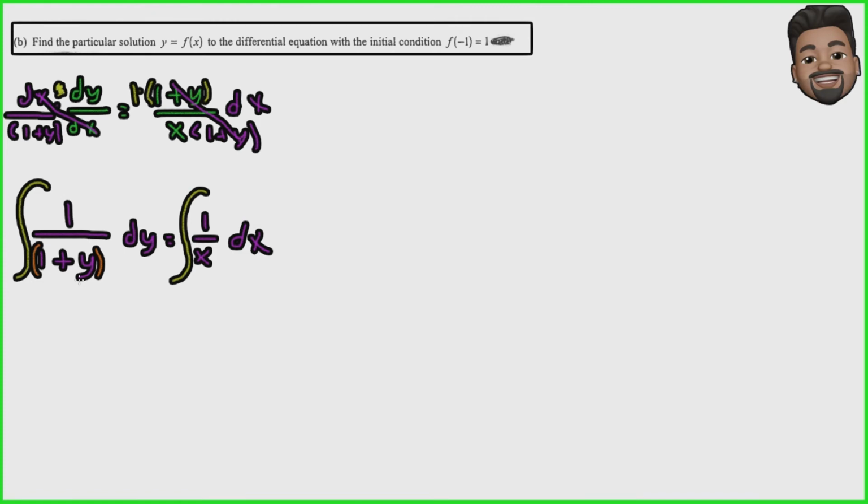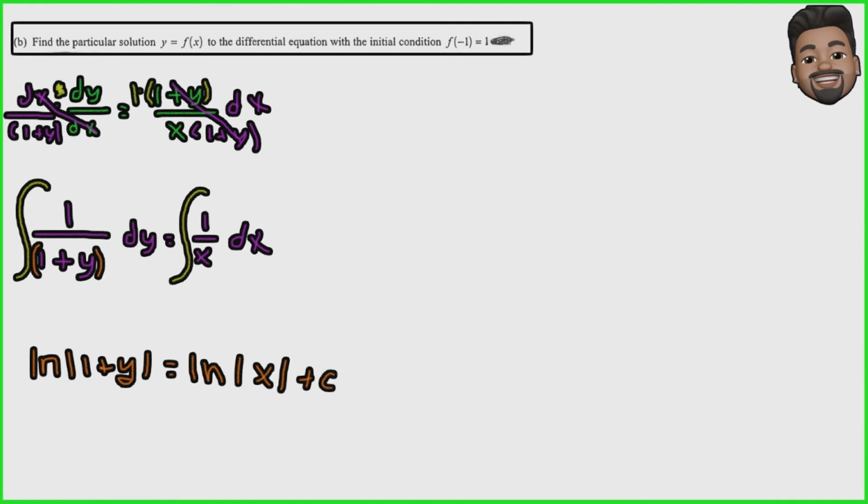ln, natural logs, ln of x, right? So if I take the antiderivative of this, it is going to be ln. Let me go ahead and write that out. Boom. ln absolute value of 1 plus y is equal to ln absolute value of x plus c. Right? That's what my function should look like.